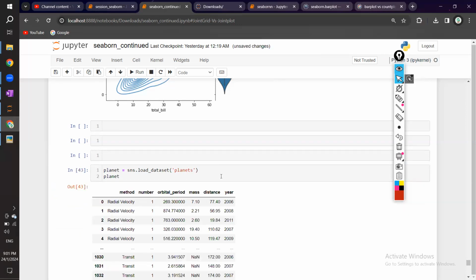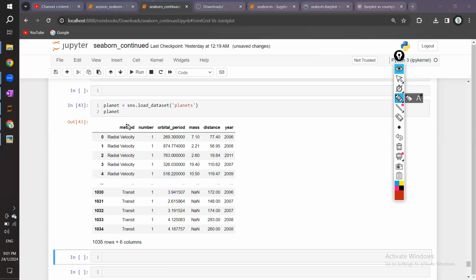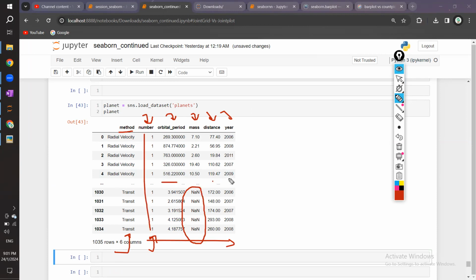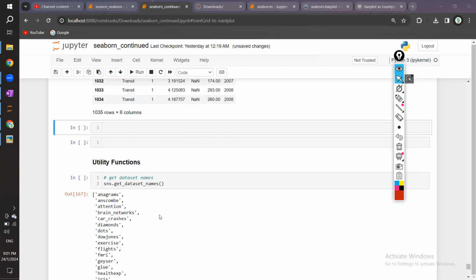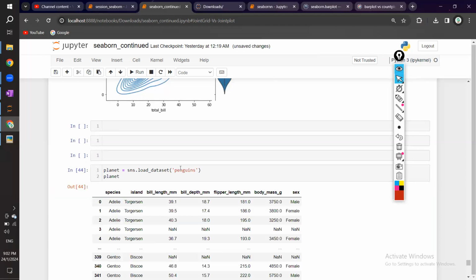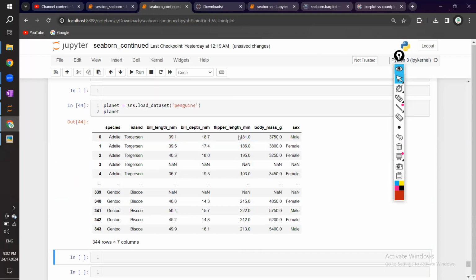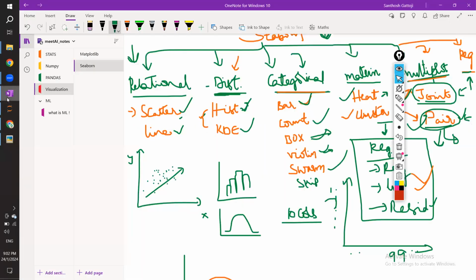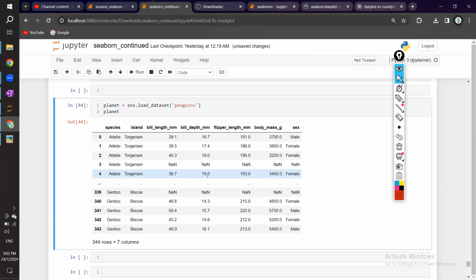These are the different variables in the planets dataset: method, number, orbital period, mass, distance, year. So you have one categorical column and all the others are numerical. You have some missing values. This one is integer, and these are decimals. And for example, you have penguins, which is also interesting: species, island. Take any one data set and try to apply all the different sets of graphs. That should be more than enough for you to practice.